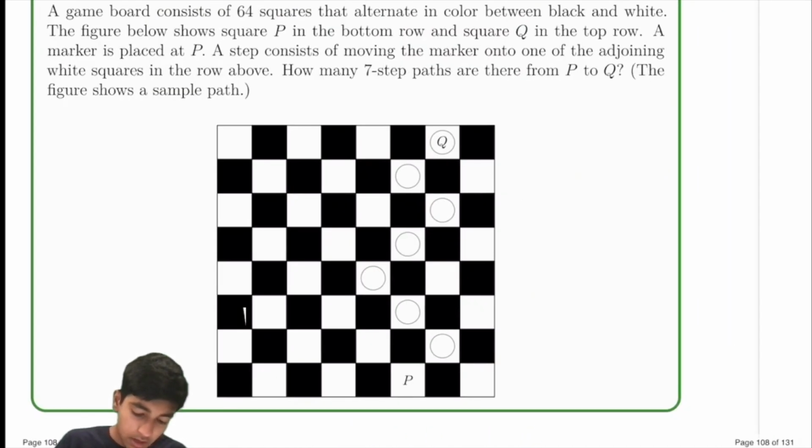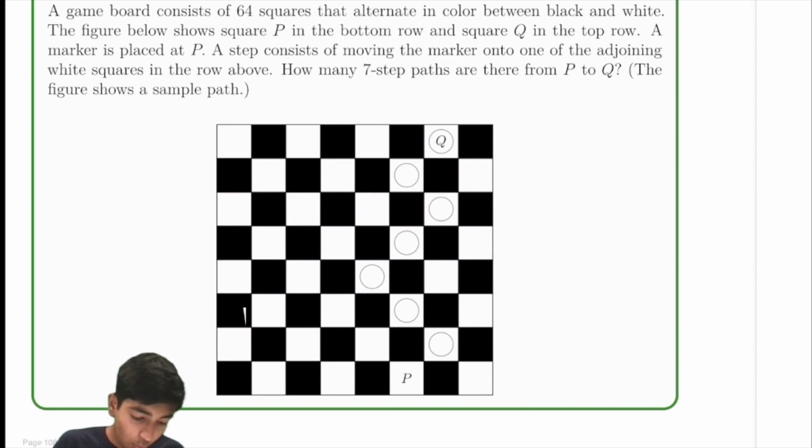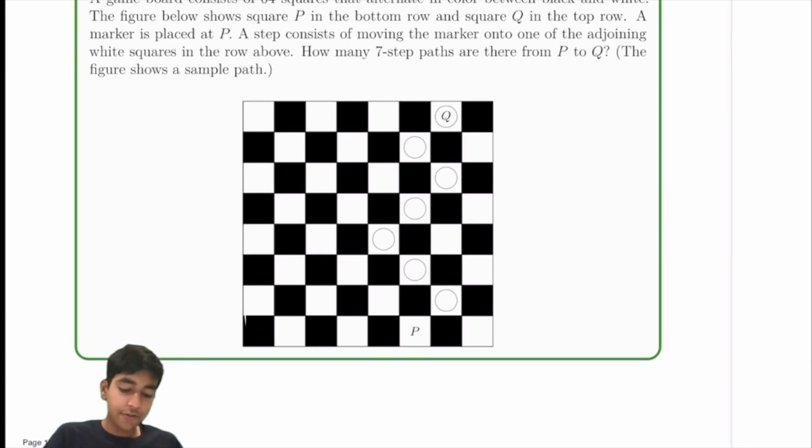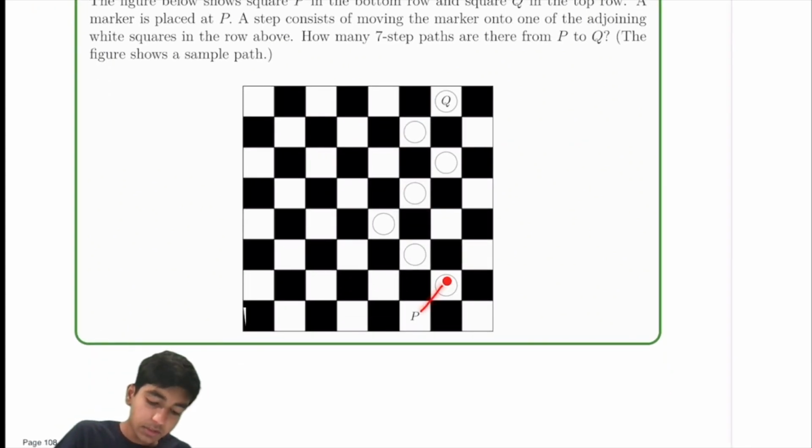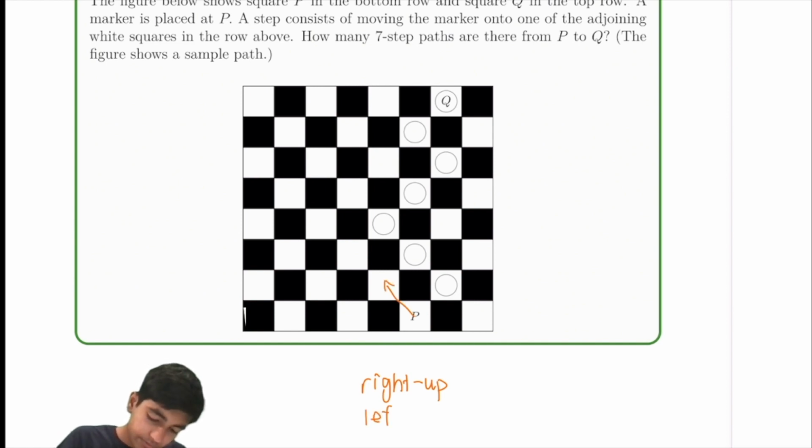We're going from P to Q, and basically we go from a white square to an adjoining white square. So essentially over here, we have 2 possible moves. The first move is right up. The second move is left up. Both of these are perfectly valid moves, because we're going from white to white. So let's use our method.